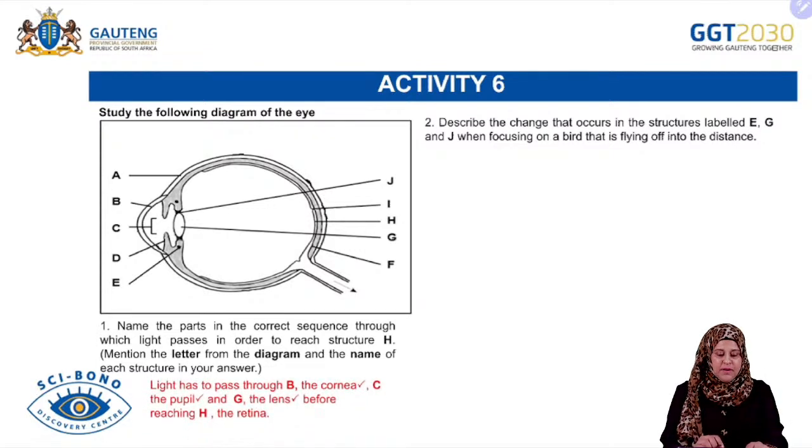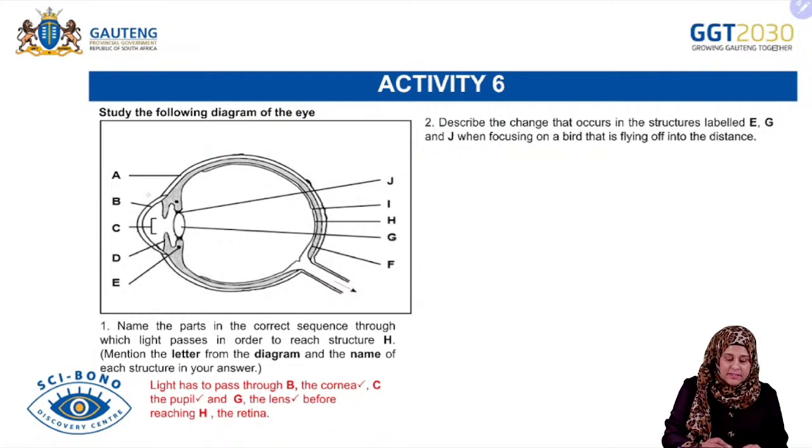Okay, light has to pass through part B, that is the cornea, and then light must go through the pupil, which is part C, and then light must pass through this lens here, which is part G, and then an image can be focused onto the retina. Okay?